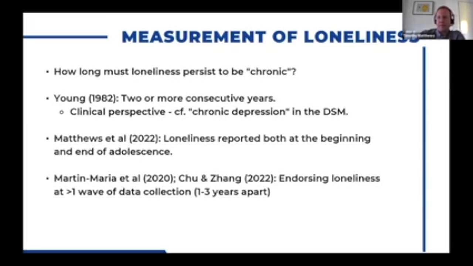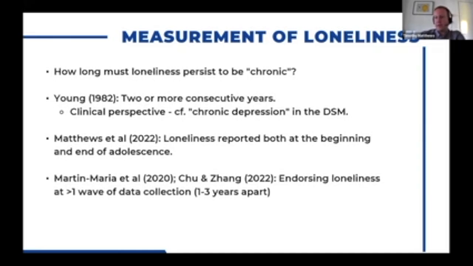Other studies have made the best they can with the data available to them. So this third bullet point is a recent paper of my own, where I had available to me measurements of loneliness that were taken at the ages of 12 and 18. And so I decided to treat people as chronically lonely if they reported loneliness at both of those ages. And I contrasted these with so-called remitted loneliness and new onset loneliness groups who were only lonely at one of those time points.